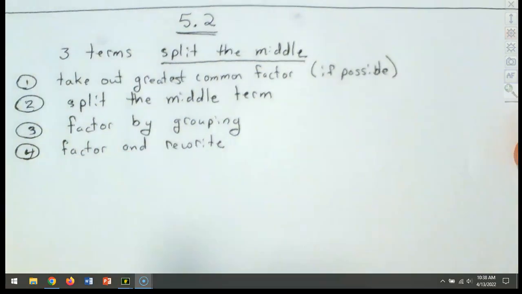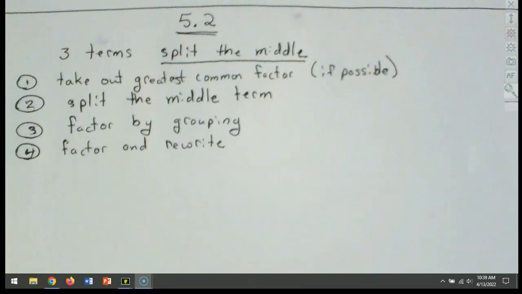Okay, so this is what we're going to be doing. We're going to be learning a whole new way of factoring. When we have three terms, what we basically do is we split it and make it four so that we can factor by grouping. So whenever we have three terms, we have to split the middle up so we can get four terms, and then we learn how to factor it by grouping. And this involves a little bit of guessing and checking different numbers to see how we can split the middle up.